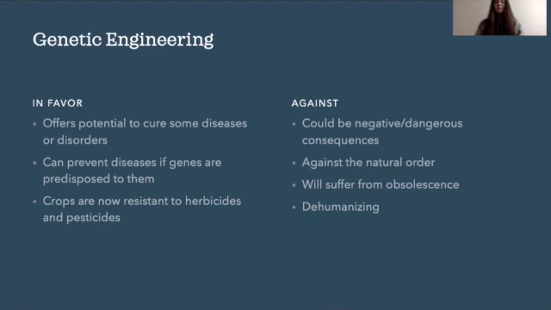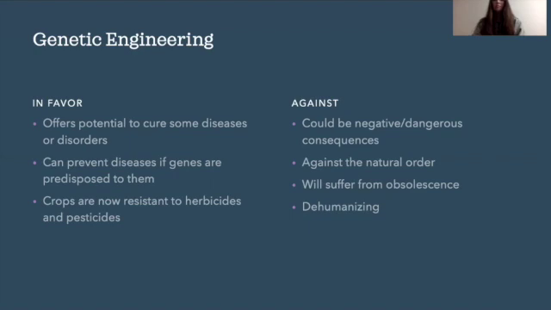Those against genetic engineering think that it could be negative or dangerous. They think that there's unknown consequences, and they think that it goes against the natural order. So that they like believe in God or whatever, they believe that humans were made how they were made. So that goes against those beliefs.